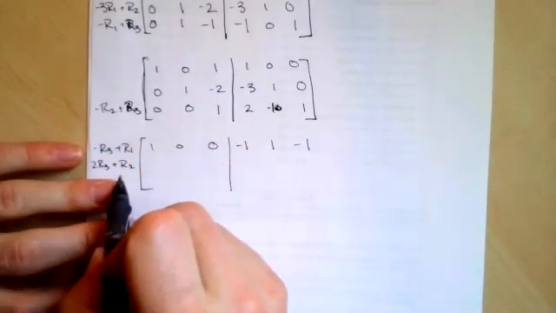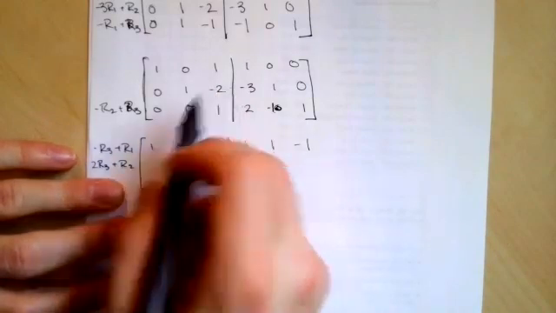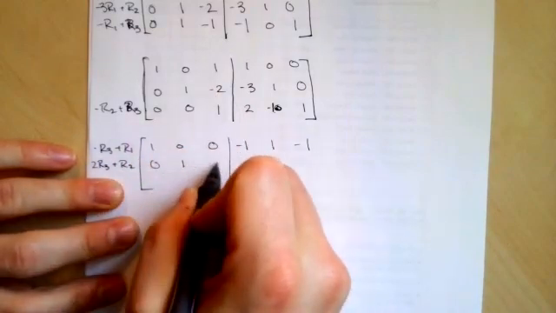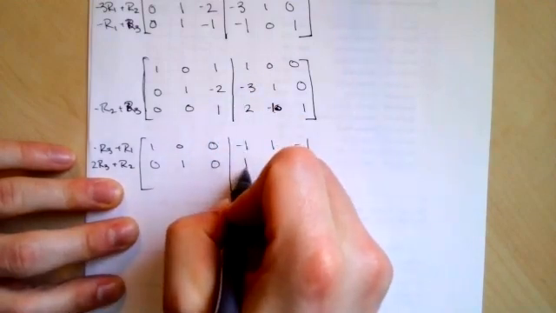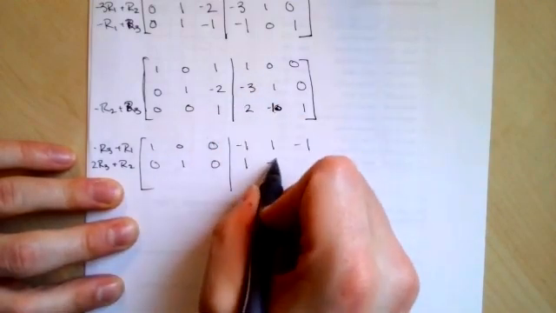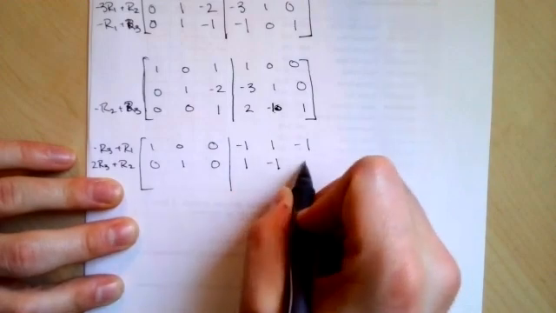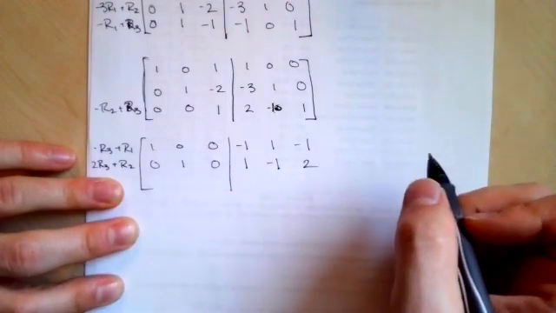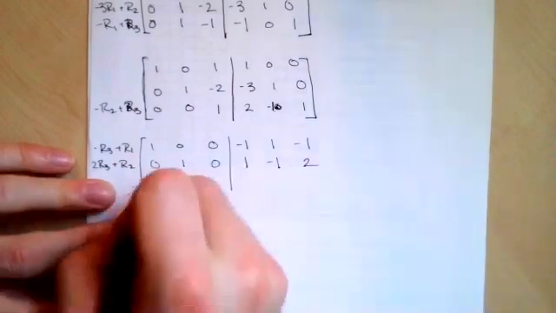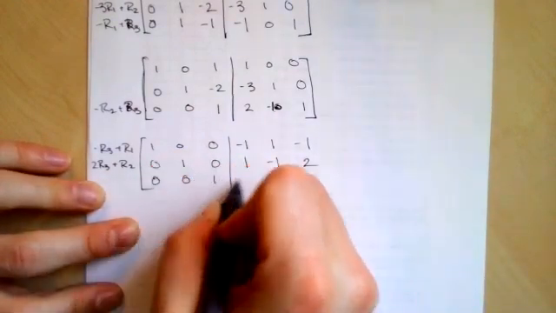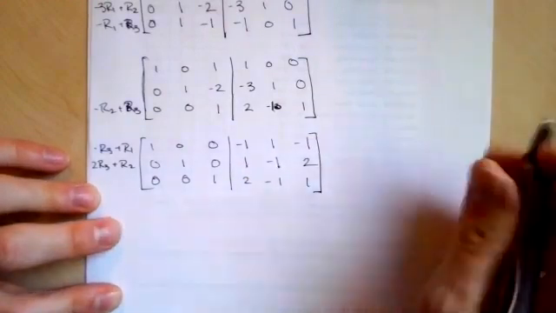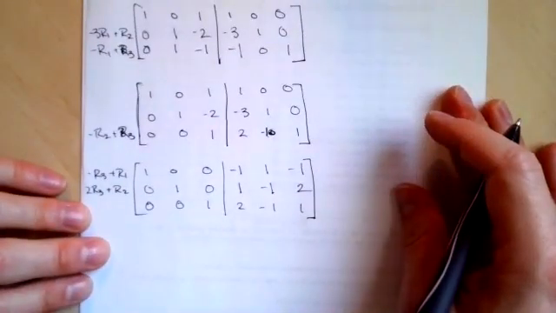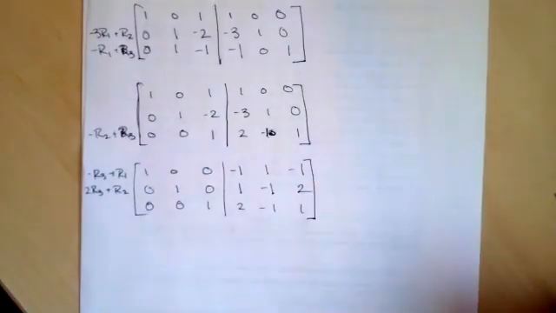Then let's see, so 2 row 3 plus that guy. So we've got 0, 1, 0, 2. That'll give us a 1 there. That'll give us a -1. And then a 2 here. Third row didn't change. And that's it.